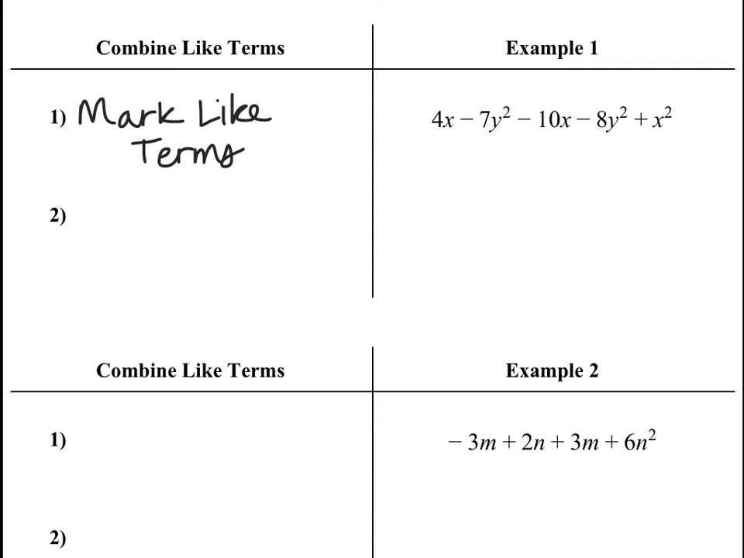So I'm going to go and mark my like terms. 4x is a like term to not 10x, but negative 10x. And then negative 7y squared, do a different color. Negative 7y squared is a like term to negative 8y squared. Take that sign in front. Unfortunately, x squared has no friends, so we're just going to mark him differently, and he's just going to hang out at the end. Okay, step 2, once you've done that, you just add your like terms together.